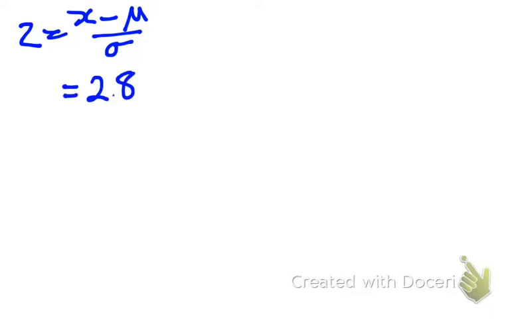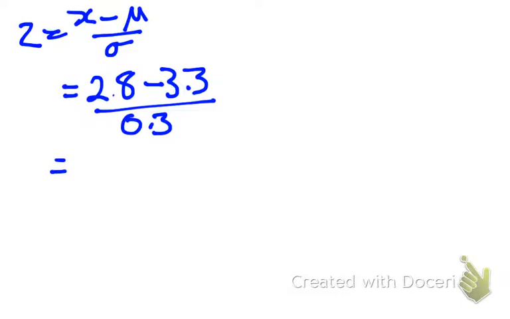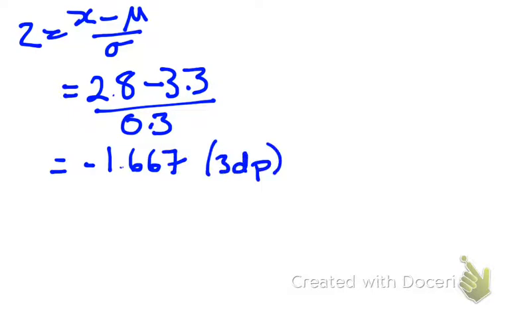So first of all, we've got to calculate our z value. Z equals x take away the mean over standard deviation. So our x in this case is our 2.8 kilos that we're finding. Take away our mean of 3.3 over our standard deviation of 0.3, and put that into our calculator, and that gives us a value of negative 1.667. And that is doing it to 3dp, because remember our table goes to 3dp, so we always want that to 3dp.